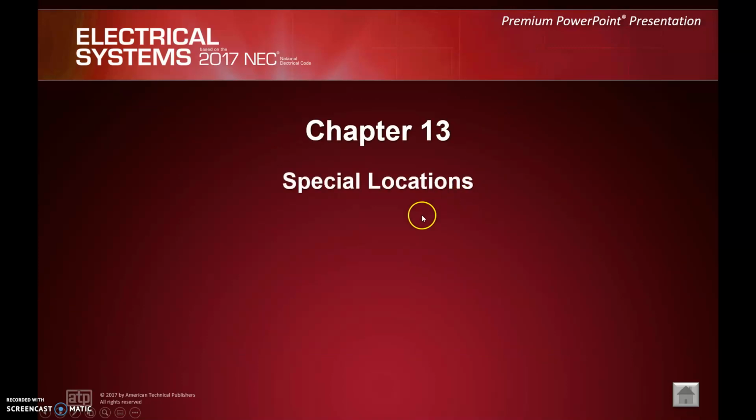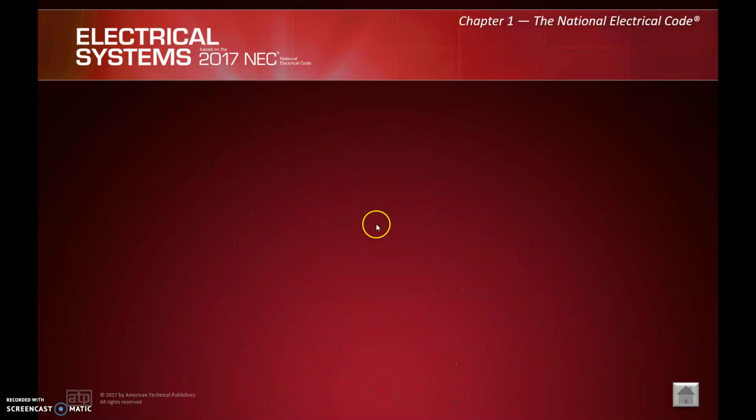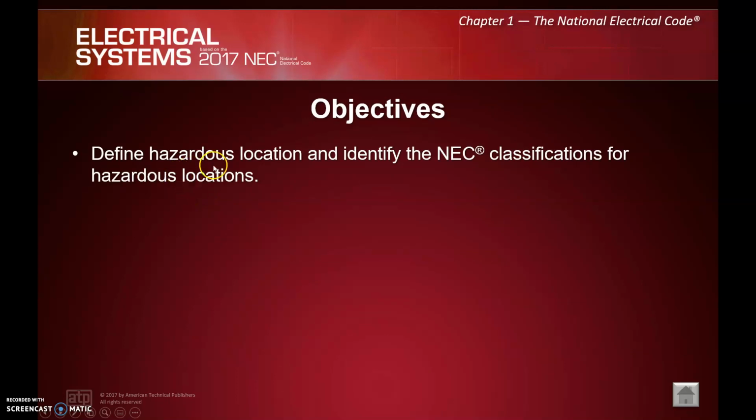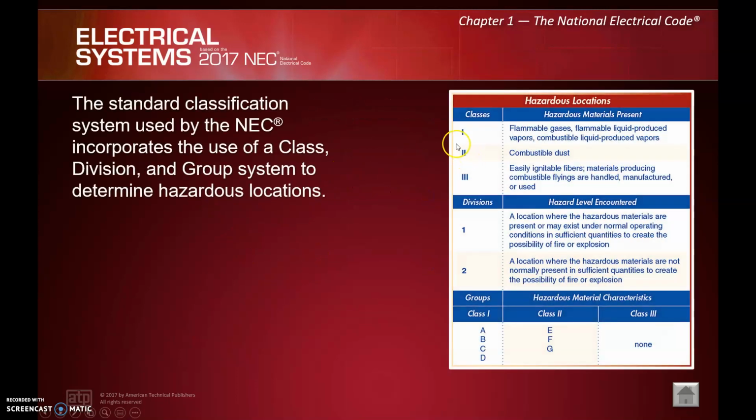So quickly, chapter 13, we're only going to hit a couple things here, right? We're not going to talk about this stuff. They don't need us reading that. We're going to do hazardous classified locations, right? So we're going to define some hazardous classifications. So just quickly here, we're going to talk about class and division. Don't worry about groups for now.